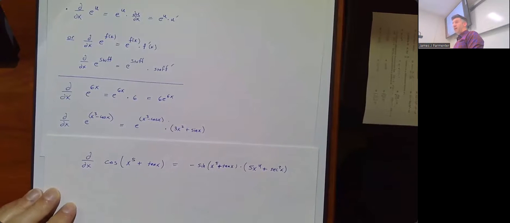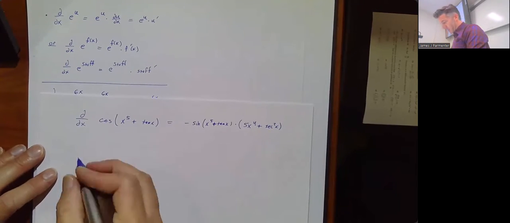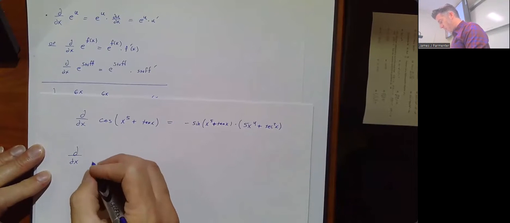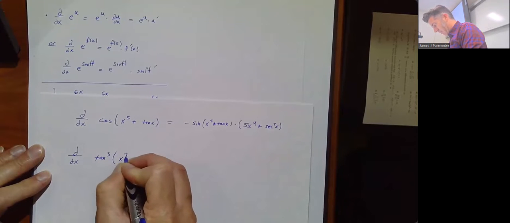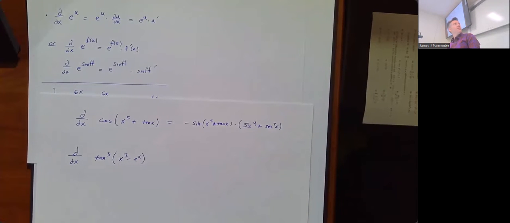Sometimes they get a little more complicated. Sometimes you might have to use the chain rule more than once. For example, if I wanted to find the derivative of, I don't know, let's make it weird, tangent cubed of x to the 7th minus e to the x. Ooh, what's the outermost function here? Is it taking the tangent of something or is it cubing something? This is the cubing something.